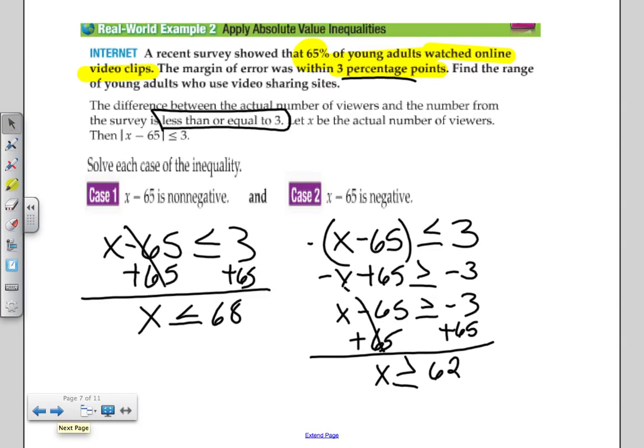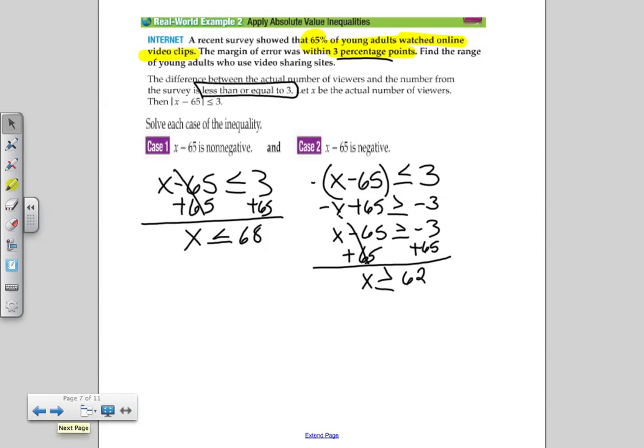Okay, so the range of adults who share video games, see if I can get this to move, is going to be x such that 62 is less than or equal to x, and x is also less than or equal to 68. All right, it's someplace in between there. This is an x. Sorry, guys.